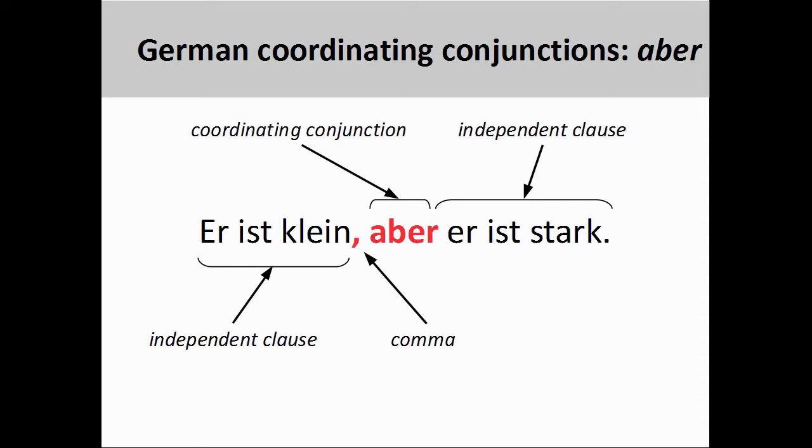Of course, the same idea could also be expressed in a longer sentence that relies on two independent clauses instead of a compound predicate adjective. Er ist klein, aber er ist stark. He is small, but he is strong.